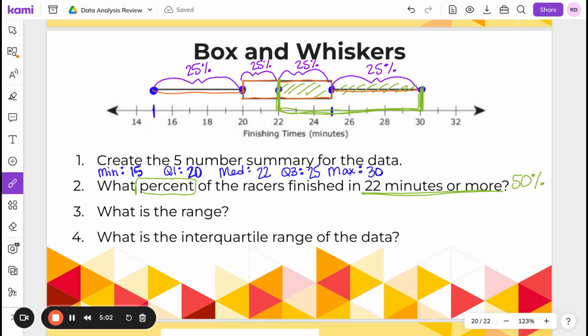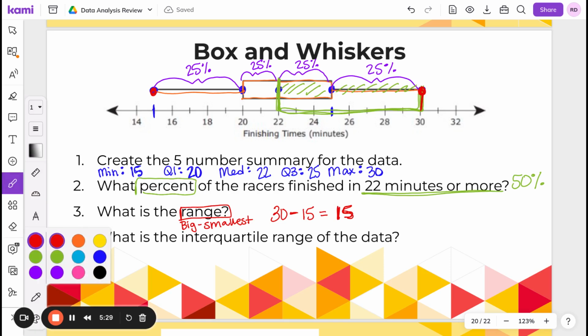Question number 3 is asking for the range. This is where we do the biggest number minus the smallest number. Looking at our box and whisker plot, the highest number where a dot is, is 30. So we have 30 minus the smallest value down here, which was 15. So the total range is 15 minutes.